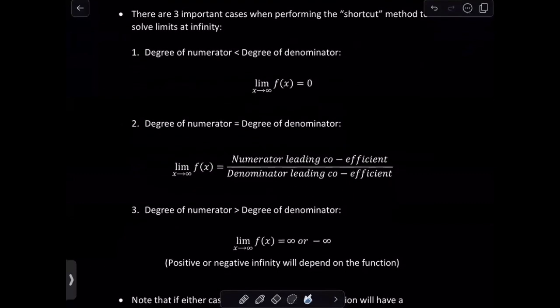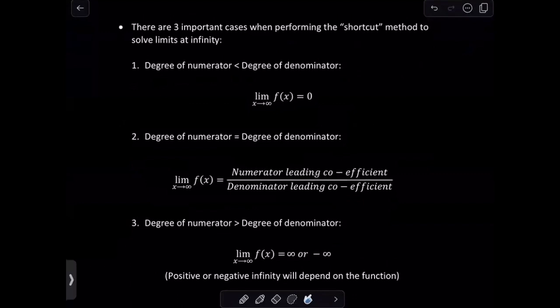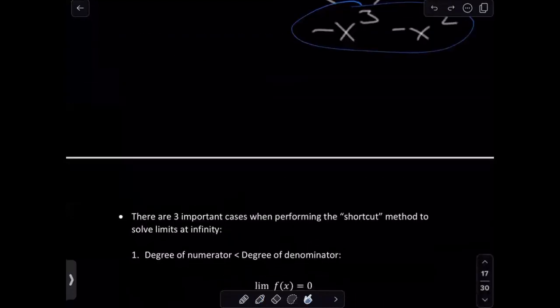Okay, so let's look at this. There are 3 important cases when performing this shortcut method, which I'm going to show you to solve limits at infinity. So there is a shortcut method to solve limits at infinity extremely quickly, and you just have to know 3 important cases. Before I go on to the cases, I just want to make sure that you understand what I mean by degree of numerator and degree of denominator, which you'll see here. So let's discuss what degree means.